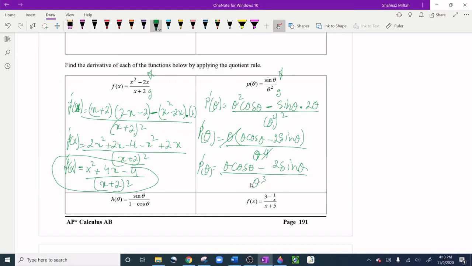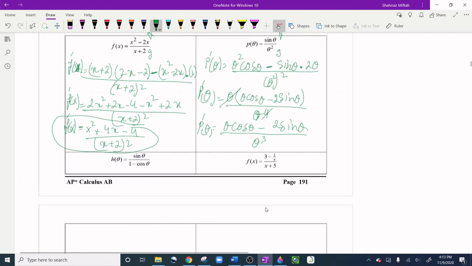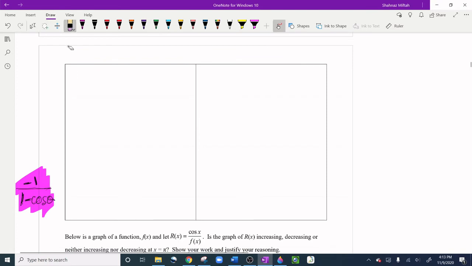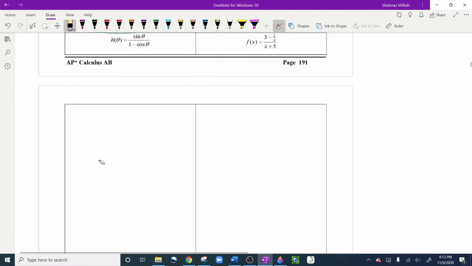I cannot do anything well with this and keep it. That's what the answer is. Now, next one is 1 sine theta over 1 minus cosine theta and 3 minus 1 over x, x plus 5. Now, I can start working on this to see how it goes. Let me try this and see how we are going to do this.